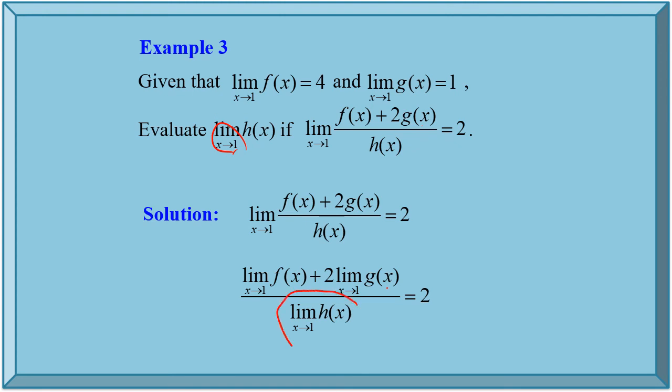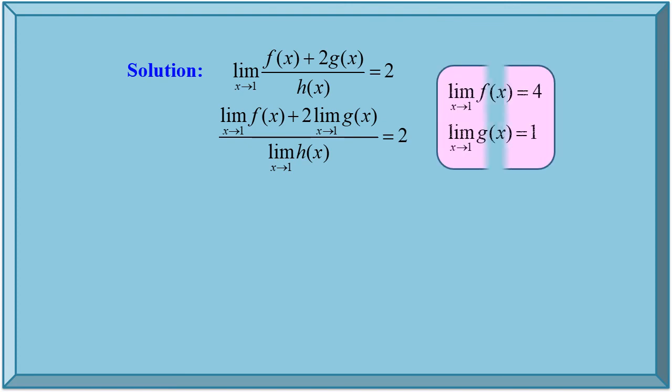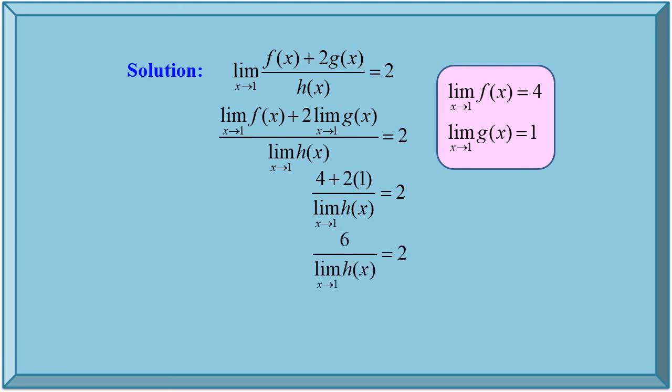Okay, so what we don't know is the limit of h(x). Let it be the subject. So we rearrange it, and the limit of f(x) is equal to 4, the limit of g(x) is equal to 1. So 4 plus 2 times 1, divided by the limit of h(x), equals 2. So the limit of h(x) is equal to 4 plus 2 divided by 2, which is 6 over 2, which is equal to 3. So we now have the limit of h(x), even though we don't know exactly what the functions f(x) and g(x) are.